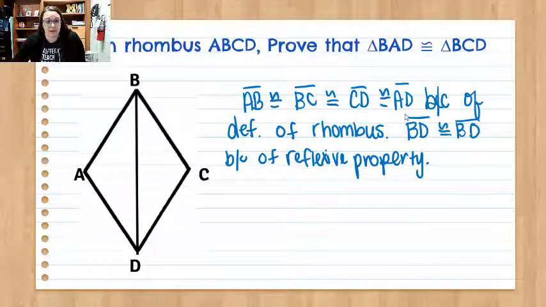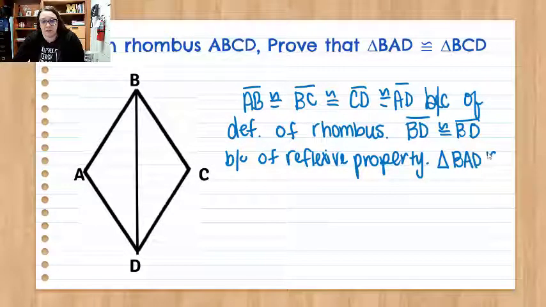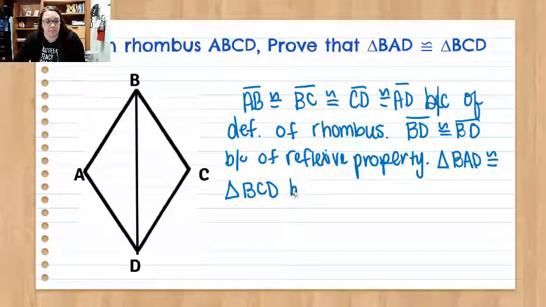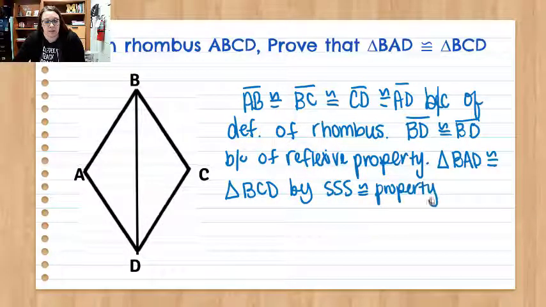All right, so at this point, I know these two triangles are congruent, so I'm going to jump right to my final statement, which is triangle BAD is congruent to triangle BCD by the side-side-side congruence property. And I'm done. So here comes my square that I color in to show I'm complete.